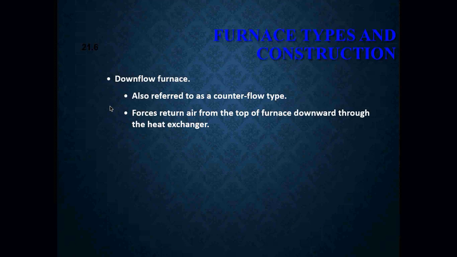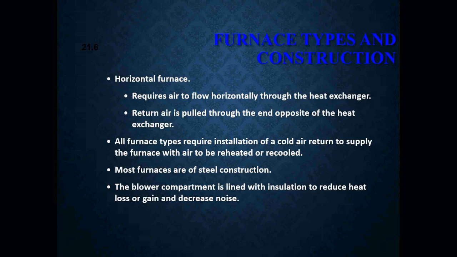Downflow furnaces are also referred to as counterflow type furnaces. These force the return air from the top of the furnace downward through the heat exchanger. Horizontal furnaces require the air to flow horizontally through the heat exchanger. Return air is pulled through the end opposite of the heat exchanger. All furnace types require installation of a cold air return to supply the furnace with air to be reheated or recooled. Most furnaces are of steel construction.